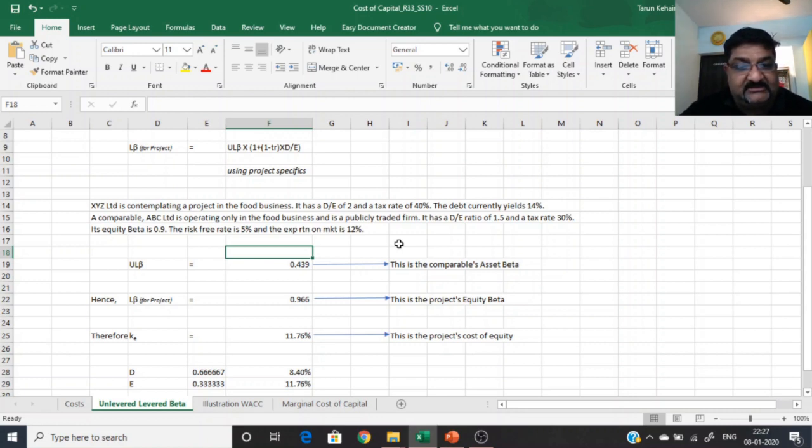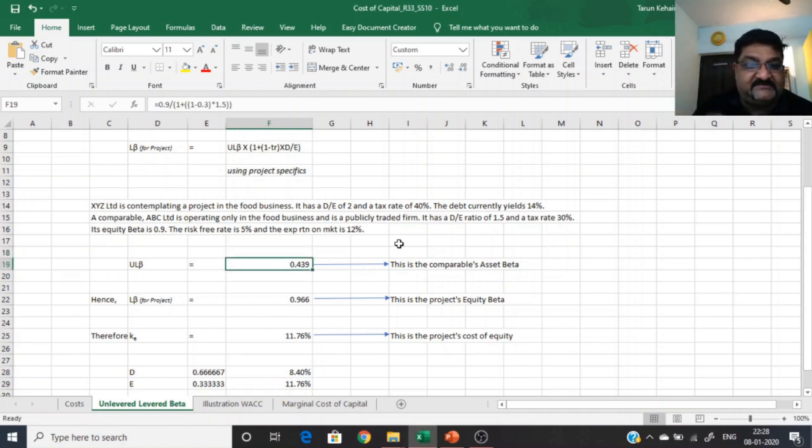XYZ Limited is contemplating a project in the food business. It has a debt equity ratio of 2 and a tax rate of 40%. The debt currently yields 14%. A comparable, ABC Limited, is operating only in the food business and is a publicly traded firm having a debt equity ratio of 1.5 and a tax rate of 30%. Its equity beta is 0.9. The risk-free rate and market return have been given to you.